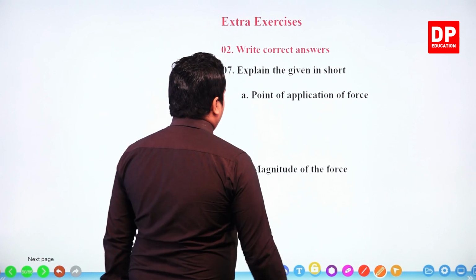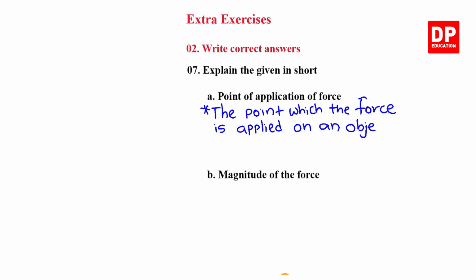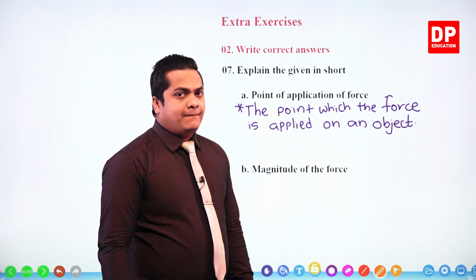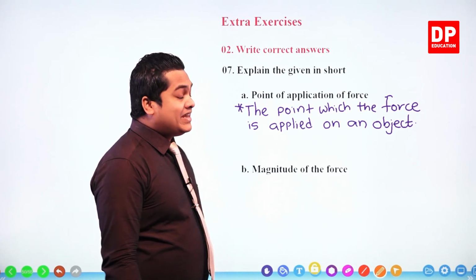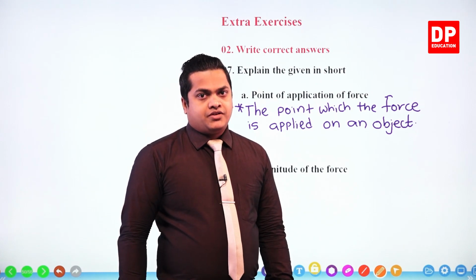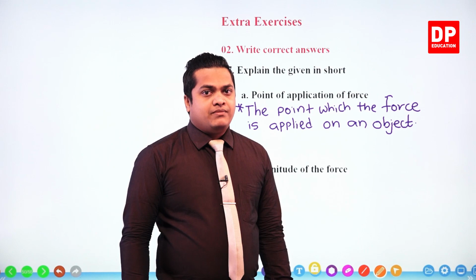Very simple. So the point at which the force is applied on an object, right? The point at which the force is applied on an object is called the point of application of force. Next one, magnitude of the force. Magnitude means the value, the amount of force which is applied on a certain object.